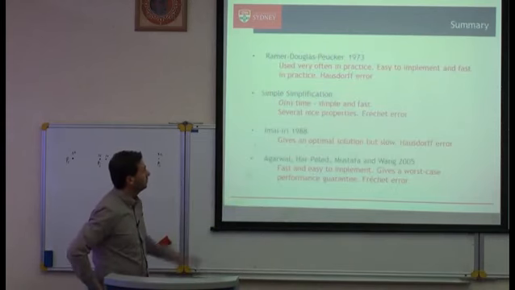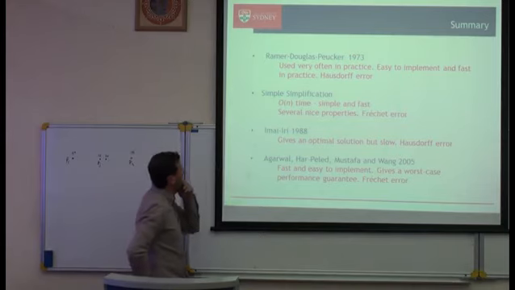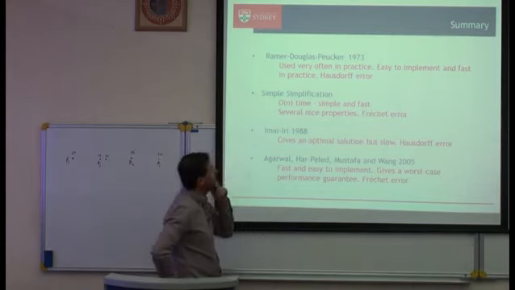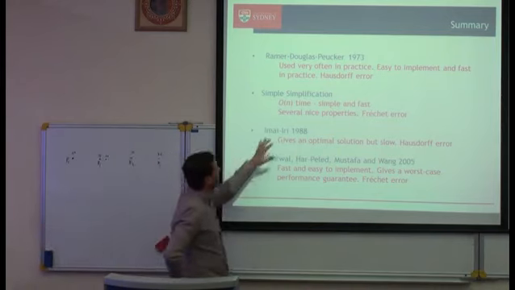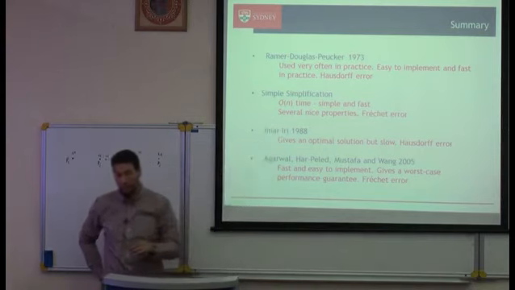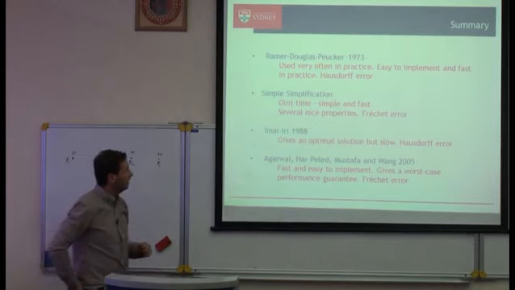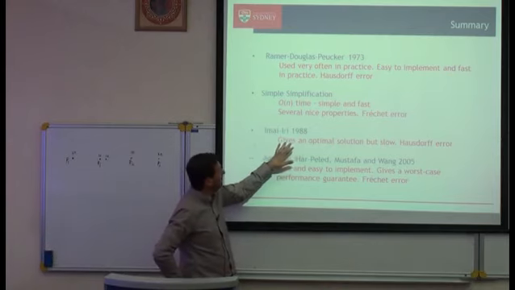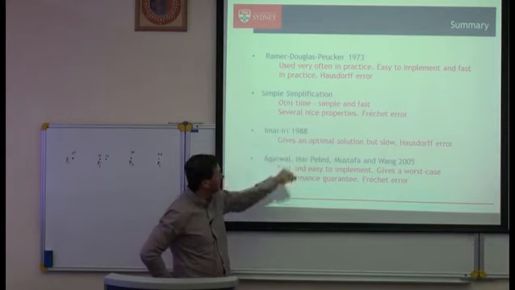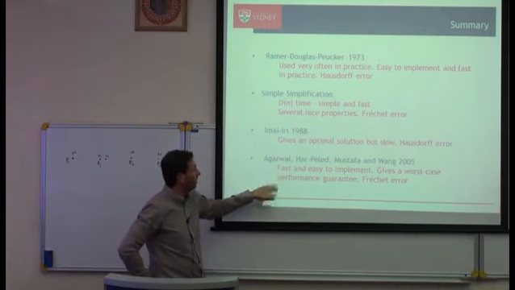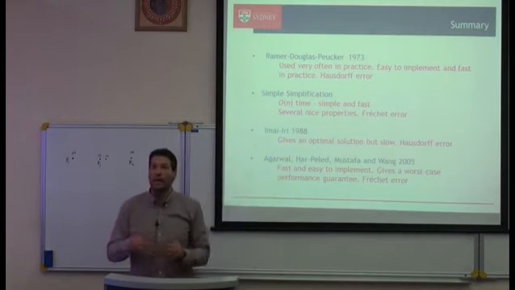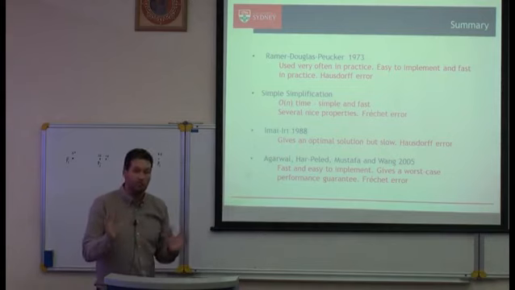So to summarize what we've done so far, Ramer-Douglas-Peucker again is very fast. It uses Hausdorff error. The simple simplification is again very fast. It has some very nice properties. It uses the Fréchet error. Imai and Iri give an optimal solution but is slow. And Agarwal, Har-Peled, Mustafa, and Wang is fast and easy to implement, and it actually gives us some kind of bound on the output. So I'm not saying it's a good bound, but at least it's a bound.